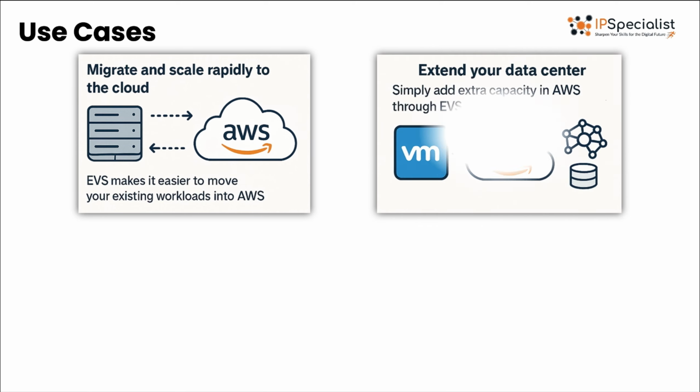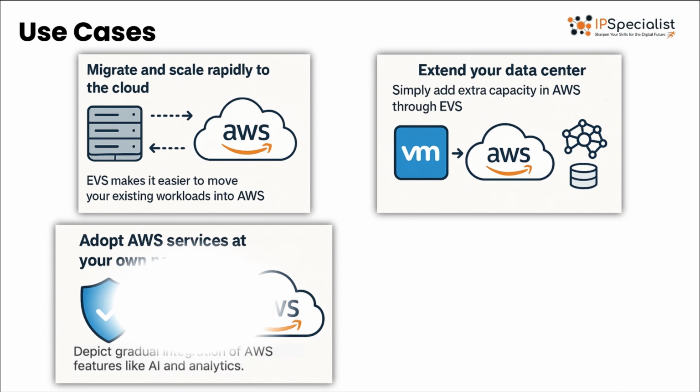Next is extend your data center. Instead of buying new servers when you run out of space, you can simply add extra capacity in AWS through EVS. The best part is that you still manage everything using the same VMware tools you already know.